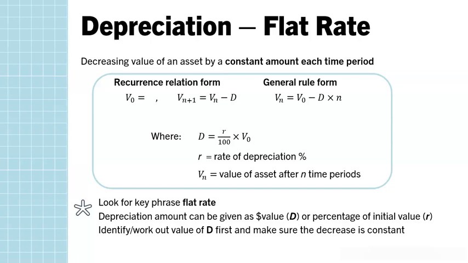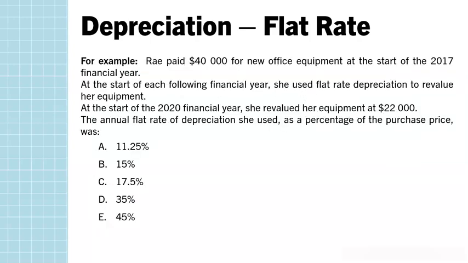Again, your first step should always be to either identify or work out our value of D first, and then apply that in the rule form required. So an exam question here: Ray paid $40,000 for new office equipment at the start of 2017 financial year. At the start of each of the following financial years, she used flat rate depreciation to revalue her equipment. At the start of the 2020 financial year, she revalued her equipment at $22,000. The annual flat rate of depreciation she used as a percentage of the purchase price was.